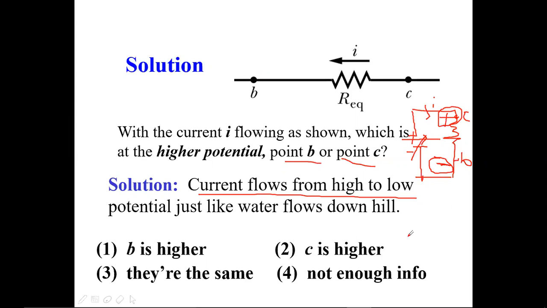Wherever the downfall is there, right? If this is a hill, wherever the downfall is, that will always roll to the downfall only. Always current will flow from higher potential to lower. Now the higher potential is C. The answer is C is higher potential and B is the lower.